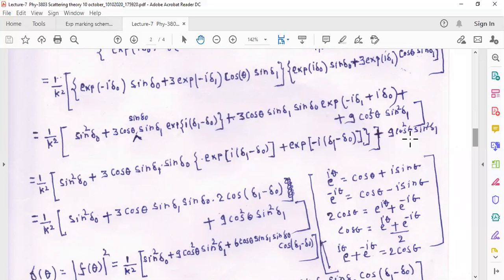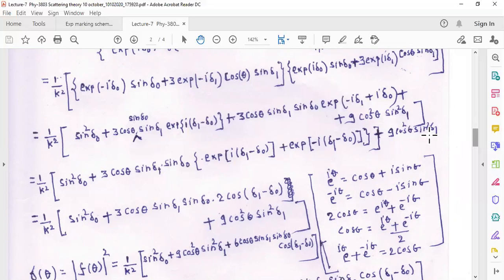So this is basically a simple step, and the note will be given to you. So you can see the step which I wrote here. The steps are not derived in your textbook, but once you refer to my note, you will understand the derivation part. But here also, if you look at these steps very carefully, you can understand I'm just combining this term, because 3 cos theta sin delta 1 sin delta 0 is common in both the cases. So I'm taking it outside and combining the exponential term, and you have the last term 9 cos square theta sin square delta 1.